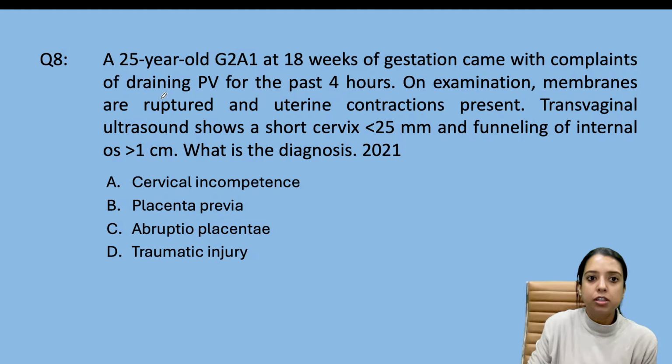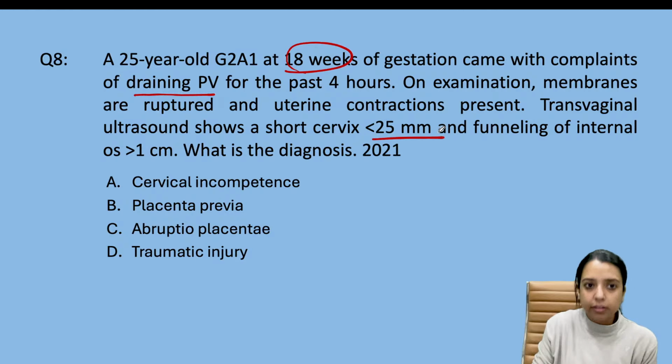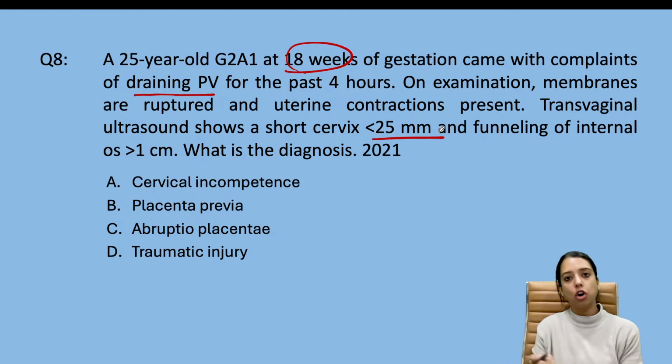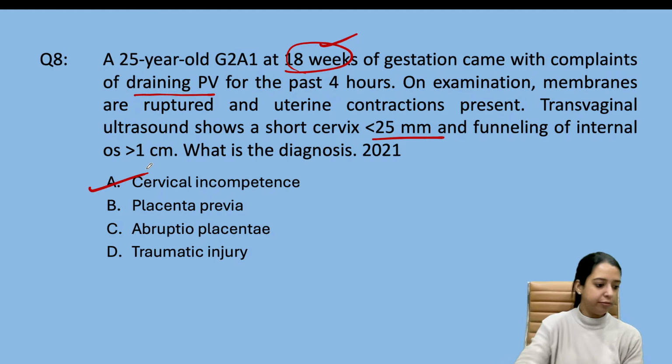A 25-year-old, 18 weeks gestation, comes with draining PV. On examination, membranes have ruptured. Transvaginal scan shows a short cervix. What is it? Short cervix, leaking has happened at 18 weeks. Cervical incompetence. Straightforward, right? Okay?